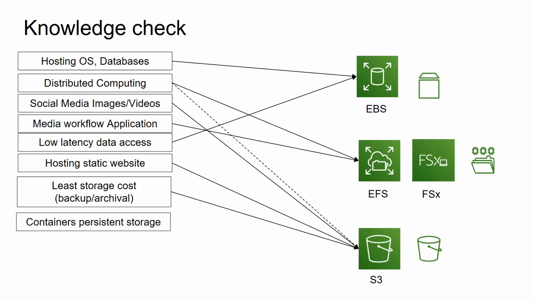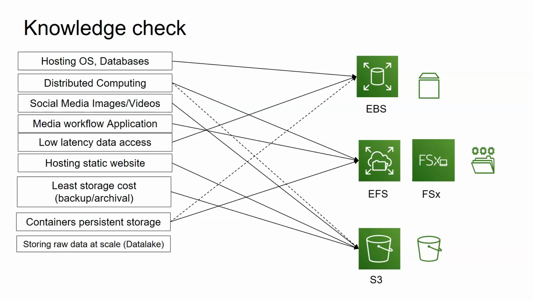Then container persistent storage, we talked about that. Containers are like, they die and come back at any moment of time. And if you want to store something persistently and make sure the next container which comes up has access to the same data, of course, it would make sense to have EFS in that case. And there is a dotted line to EBS depending on your use cases. Storing raw data at scale, that means unlimited, cheapest, right? And that's a data lake concept.